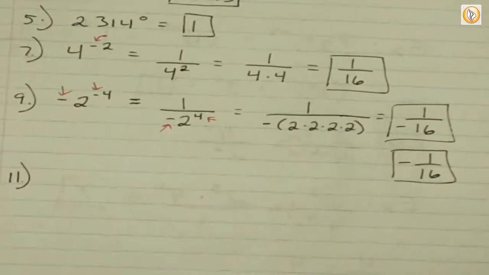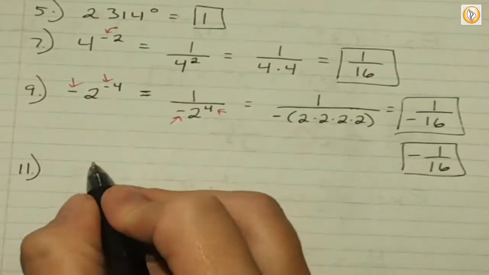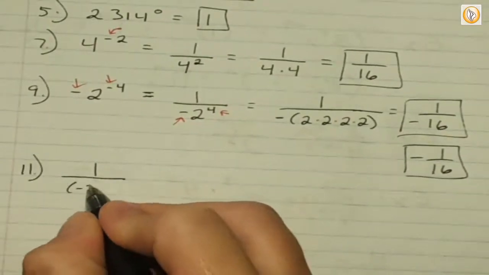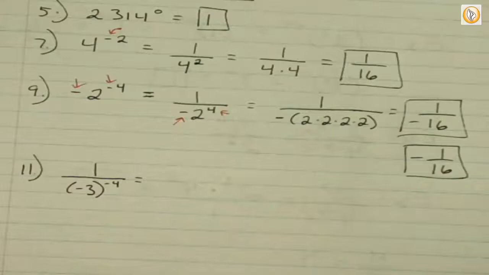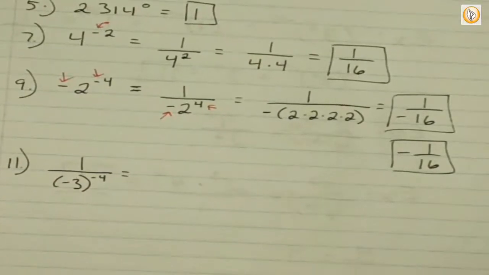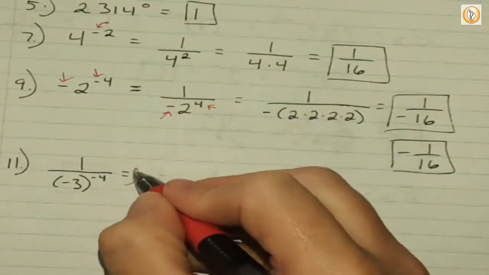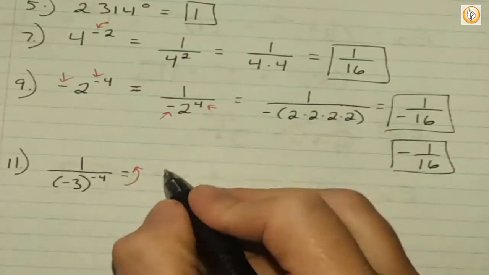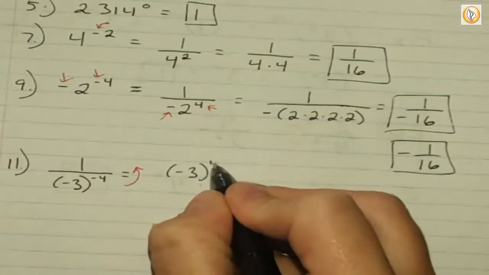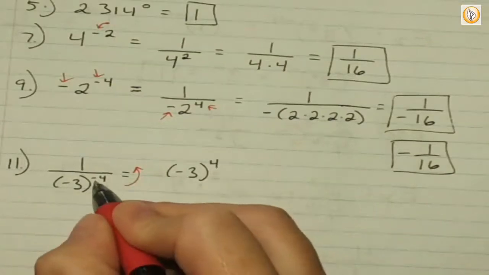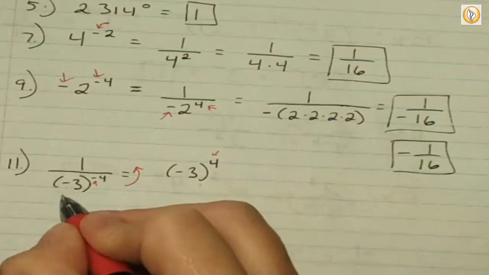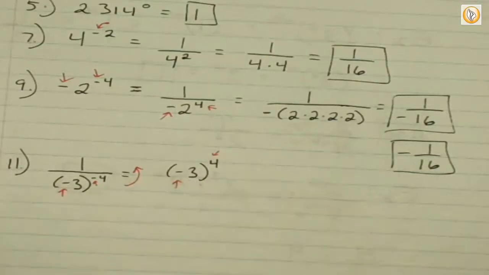All right, Whit. 1 over -3 to the power of -4. You would take it out of the fraction and do -3 to the power of 4. Very good. -3 to the power of +4. That's right. So you lost the negative on the exponent, became positive, but the base negative stays the same.